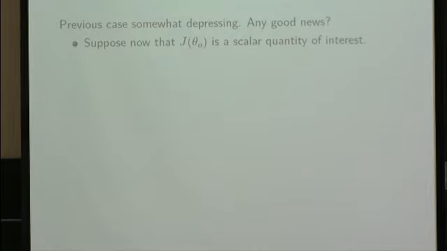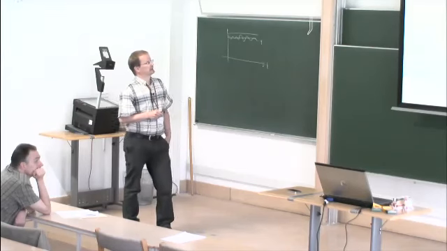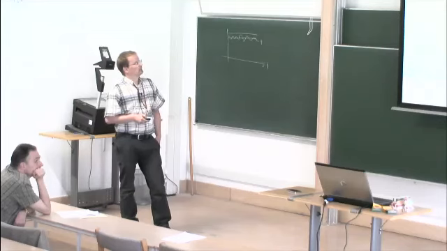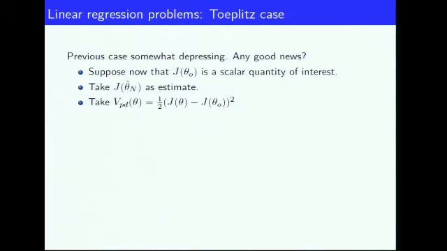So this was somewhat depressing because here we see that the complexity plays an important role. So do I have any good news to come with? Well, if we take the case that we're looking just at a scalar quantity of interest of the system, and then we take our parameter estimate and plug it into this function that we are interested in as an estimate of this quantity, and form this as performance degradation, just a squared error, then you can easily see that this corresponds to the C optimality criterion.